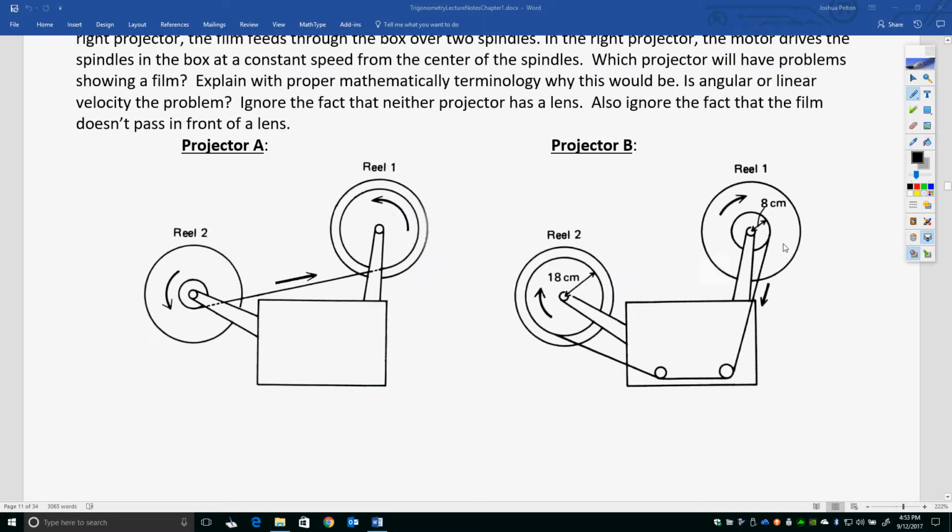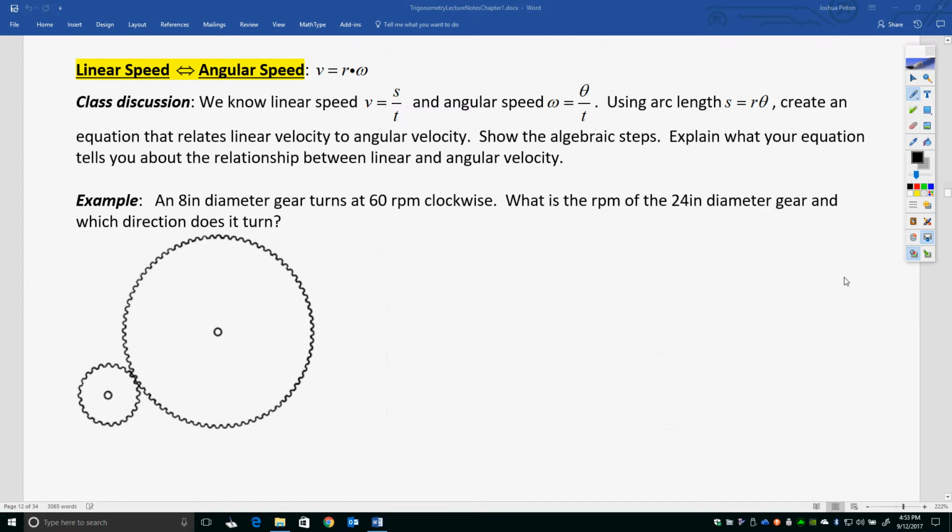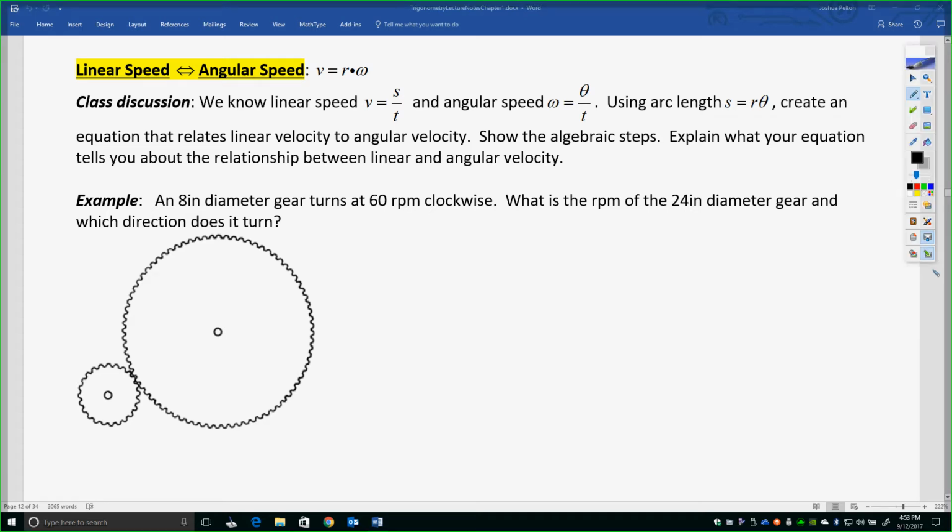Okay, let's try some formulas here. So we know the concept of how angular and linear velocity relate. Now we want to know the formula. So velocity, speed, linear, and angular velocity are related by radius. Okay, so it's a multiple of r. So these are our formulas we had before. If you put them together, you can get the new formula for velocity.